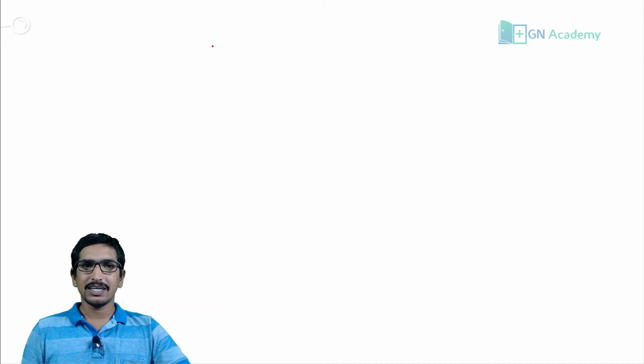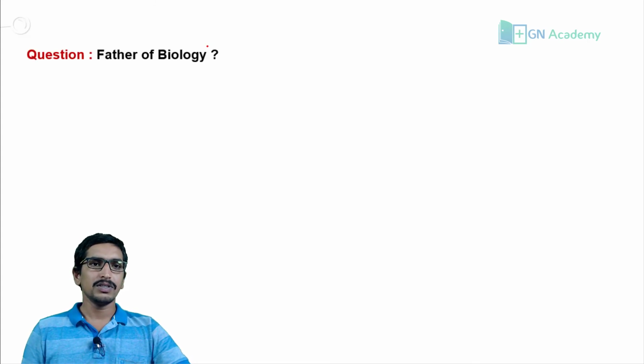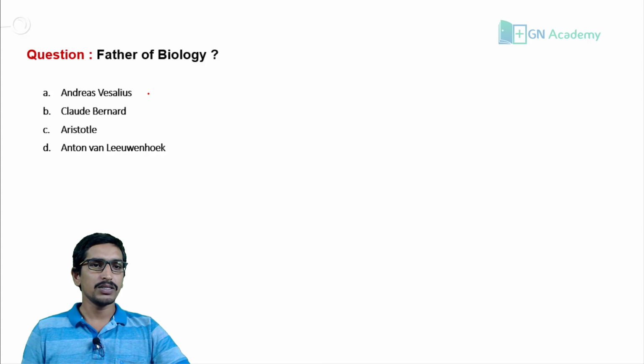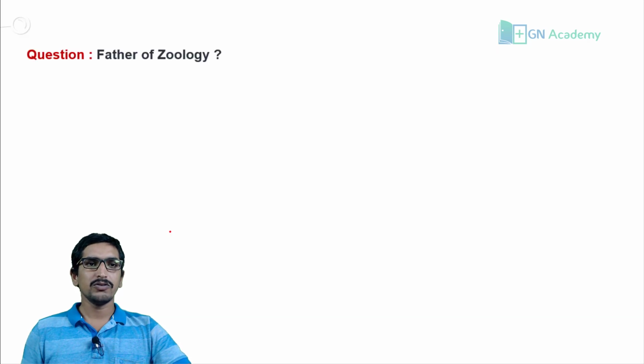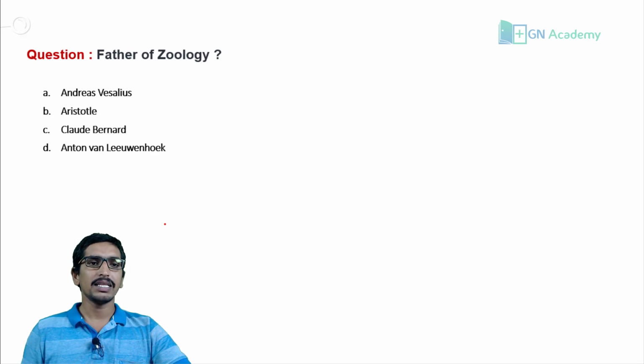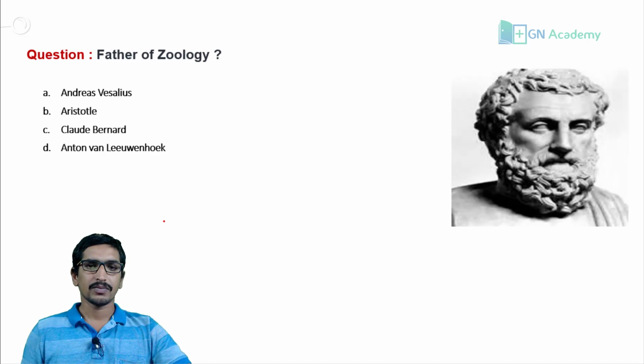And next, let me discuss a few questions on this topic. First question: who is the father of biology? The options are Andreas Vesalius, Claude Bernard, Aristotle, Anton van Leeuwenhoek. Here, the answer is Aristotle. Next question, the father of zoology: Andreas Vesalius, Aristotle, Claude Bernard, and Anton van Leeuwenhoek. Here the answer is Aristotle.